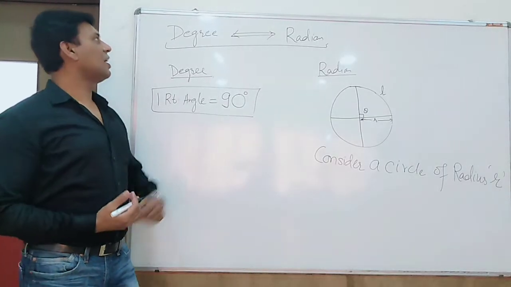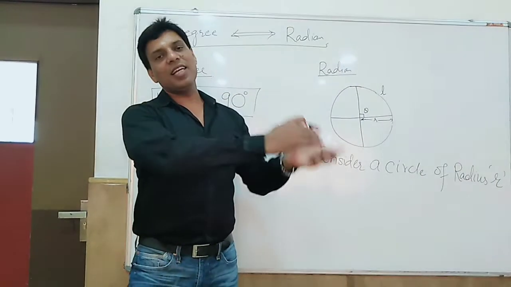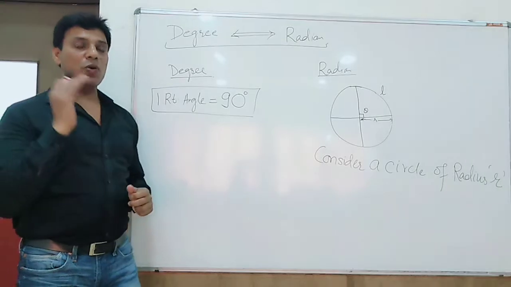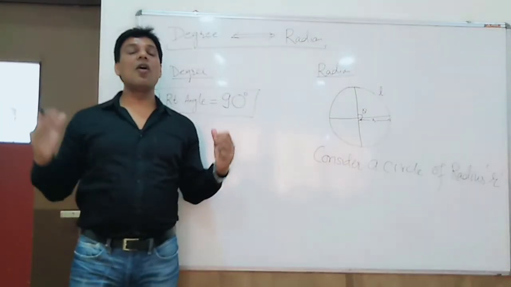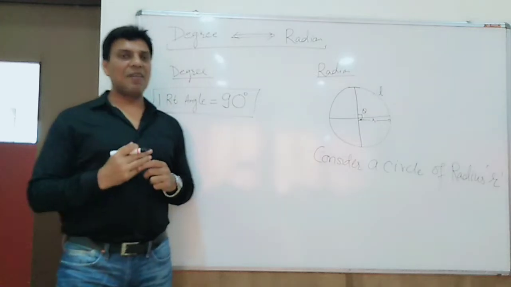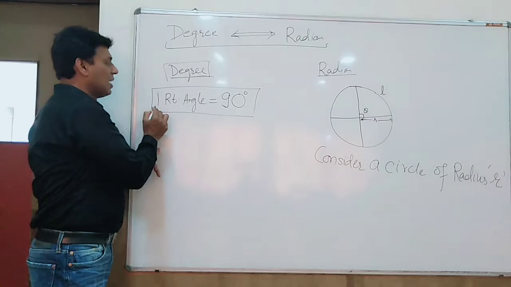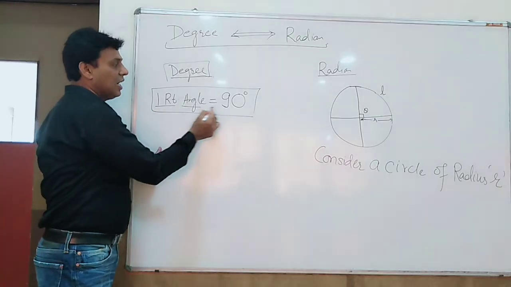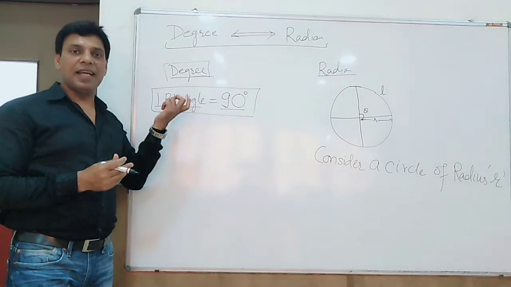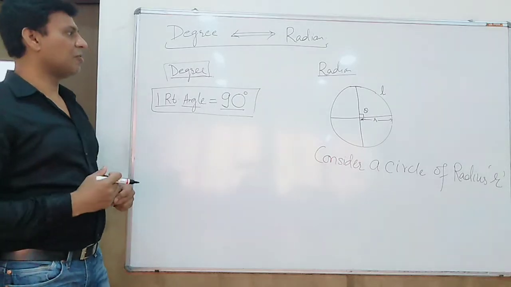Now we will study how to convert degree into radian or radian into degree. To understand their relation, how can we compare degree and radian? First of all, we have to understand this thing. In the degree system, keep in your mind, one right angle is equal to 90 degree. You know it very well.